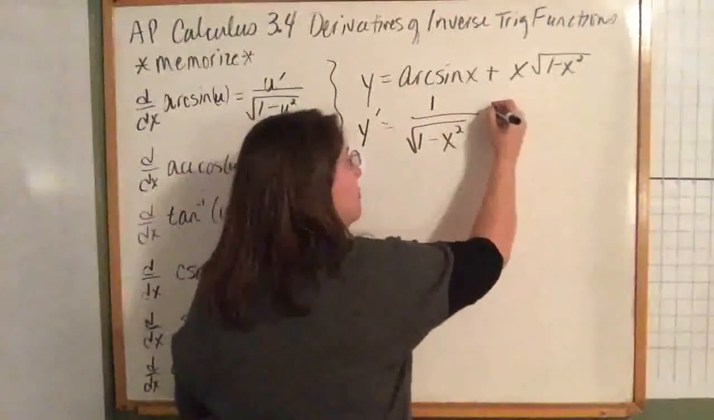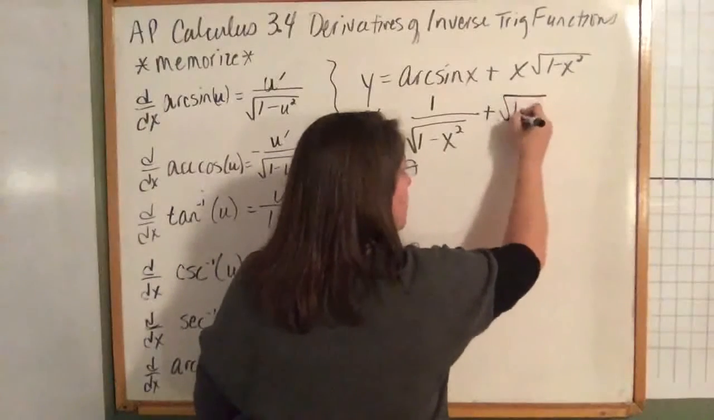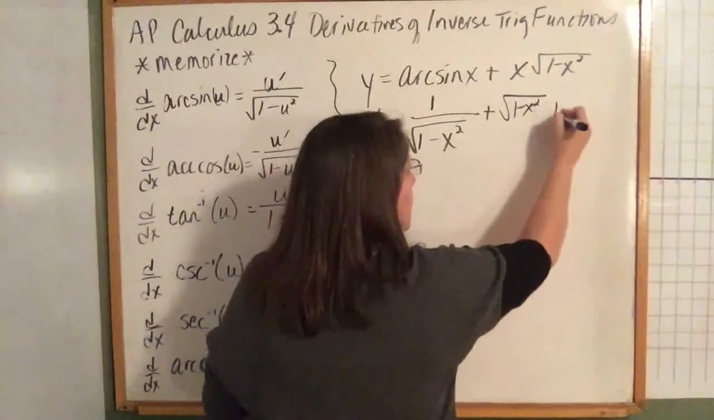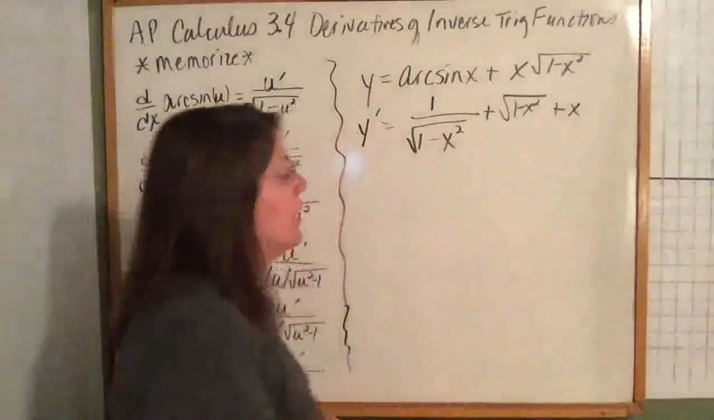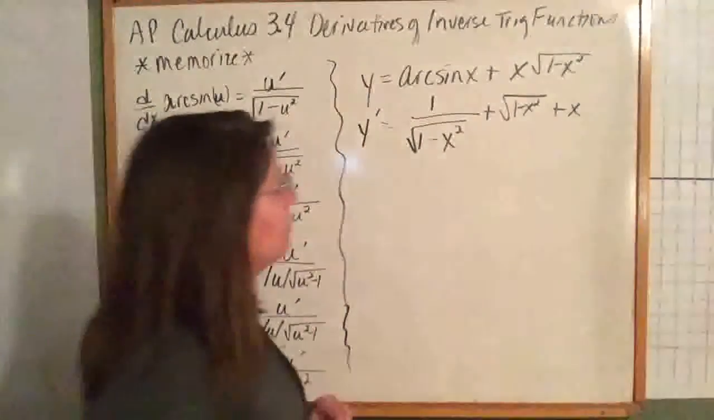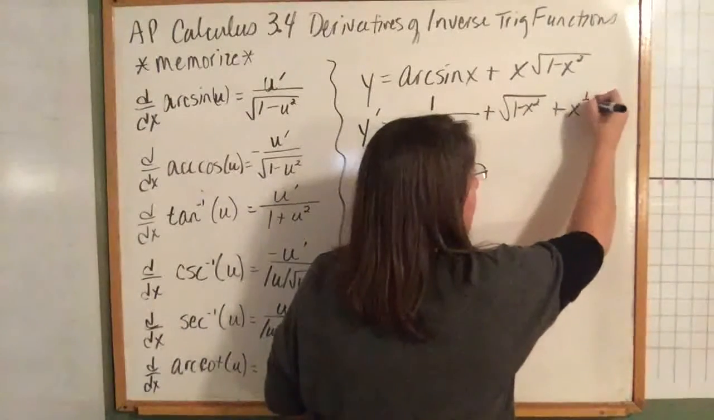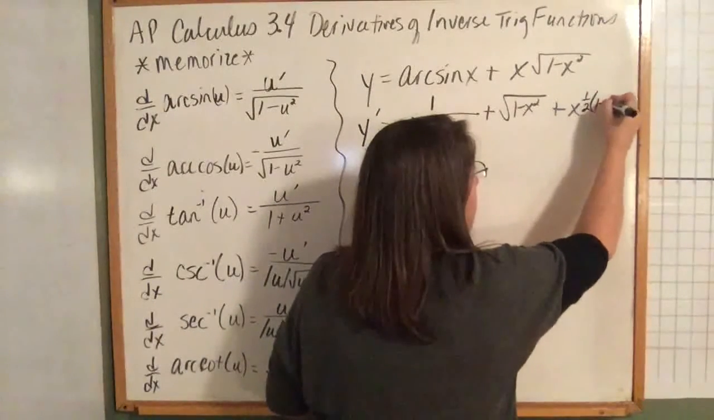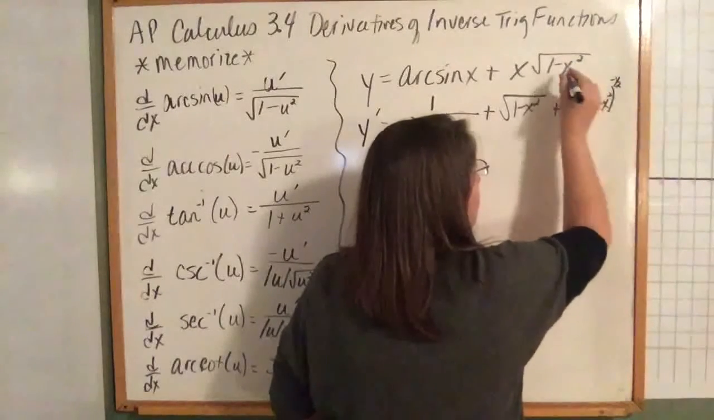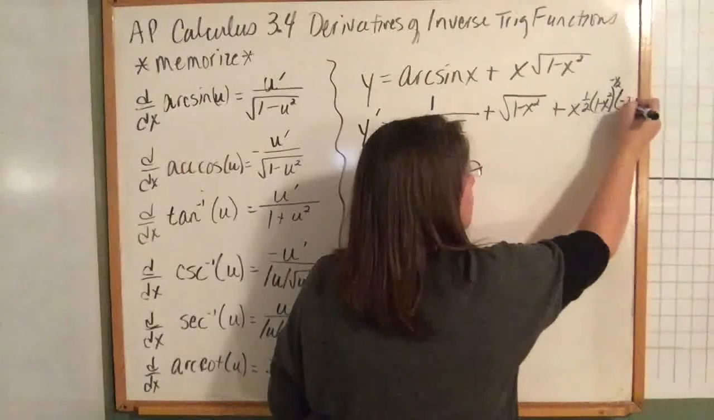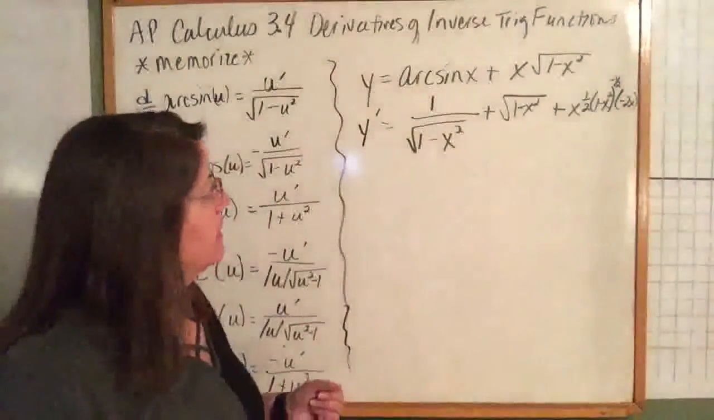So we're going to have plus the derivative of x, which is 1, times the original second part, plus the original x times the derivative of the second part. Now for that, we're using the chain rule. Remember, that is 1 minus x squared to the 1/2. So we will have 1/2 times 1 minus x squared to the negative 1/2 times the derivative of the inside part, negative 2x. And then we're going to simplify that as much as we can.